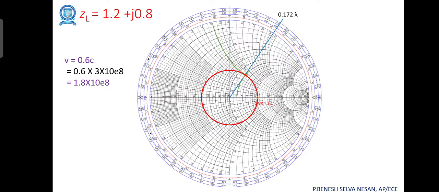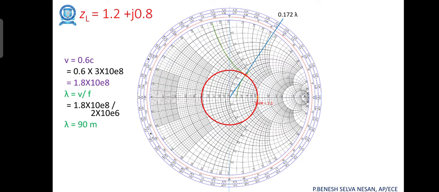Now we know lambda is equal to v by f, velocity by frequency. The transmission line is operating at a frequency of 2 megahertz. So dividing the velocity value by the frequency value, we get lambda equal to 90 meter.